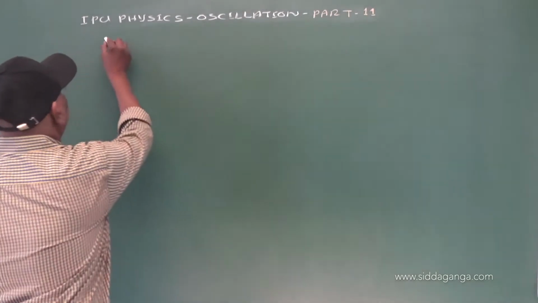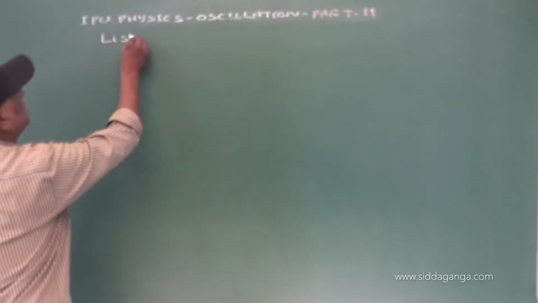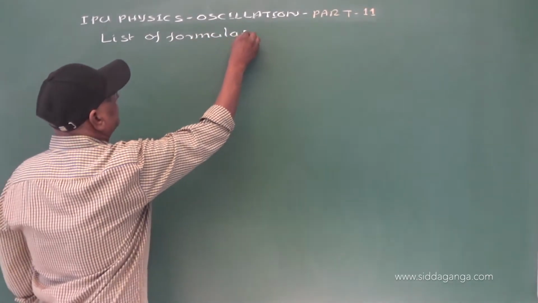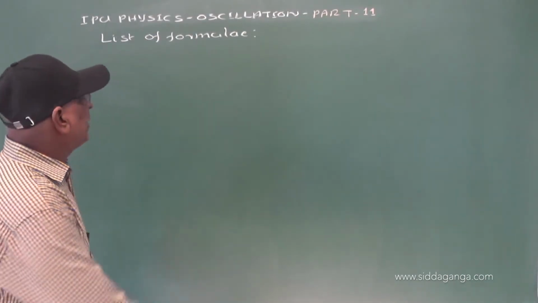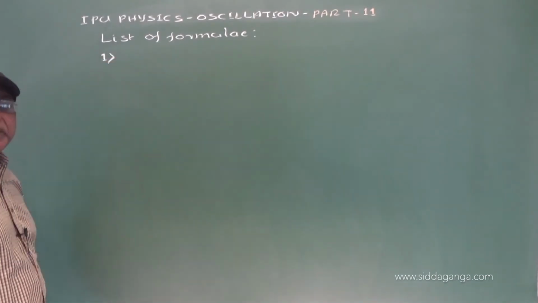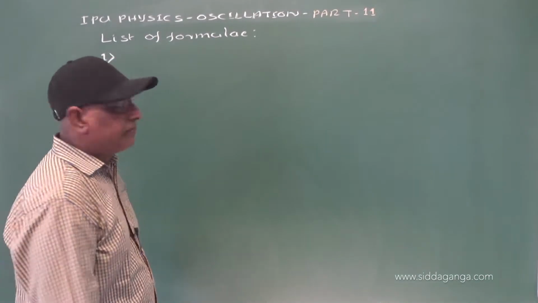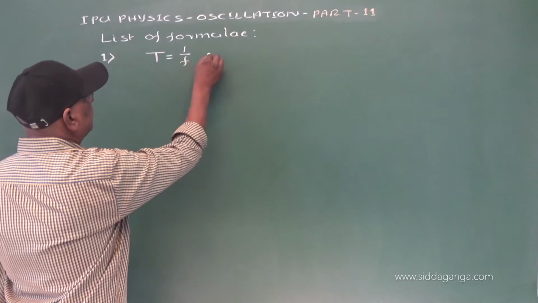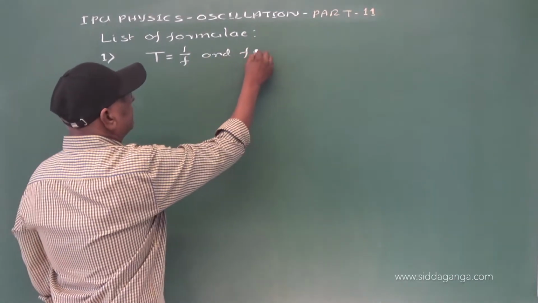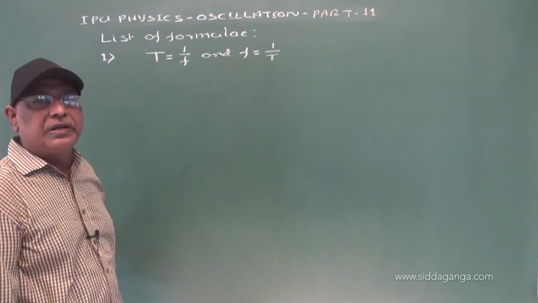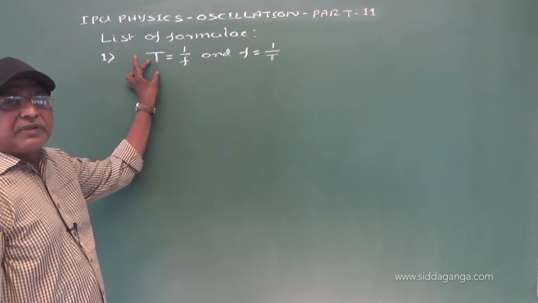Now we will take the list of formulae that comes in the chapter oscillation. First, the relation between period and frequency. T is equal to 1 by f and f is equal to 1 by T. Along with the formula you should know the terms we have used here.